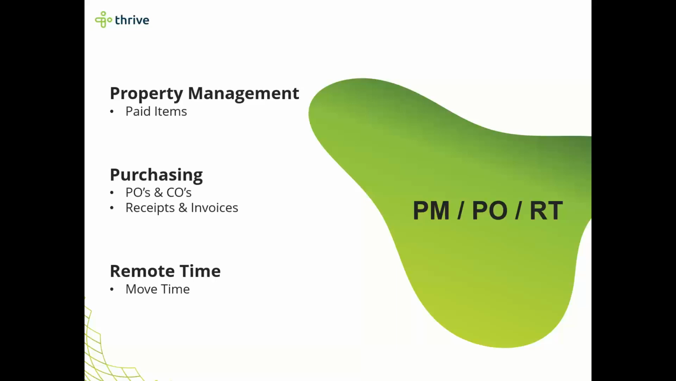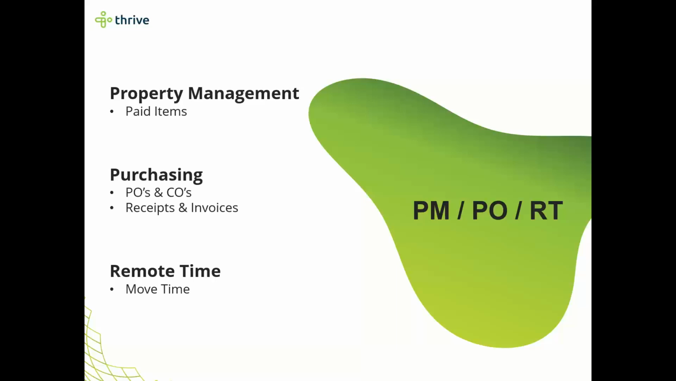Okay, next up we have property management, purchasing and remote time. Property management, I'm not sure how many people use this module, but we're only going to look at clearing out the paid items here. To do that, we go again into the tools menu, and select clear paid items, and we'll be prompted for a cutoff date. So you just need to add that in, and that will move those items into history.